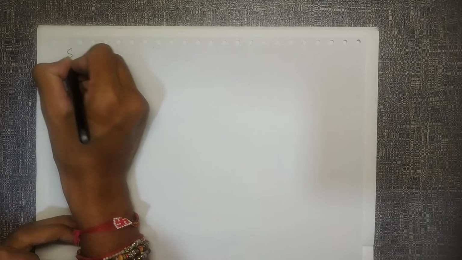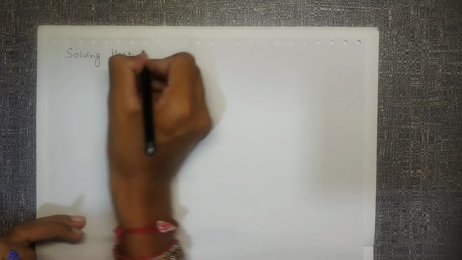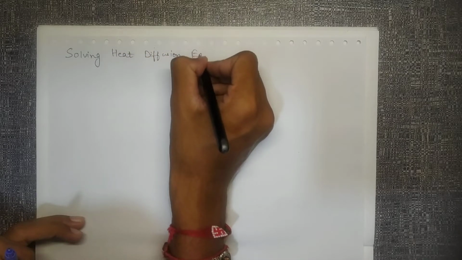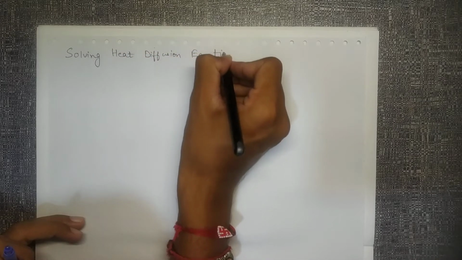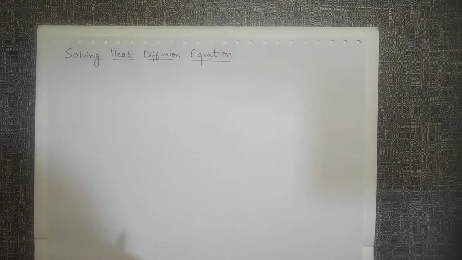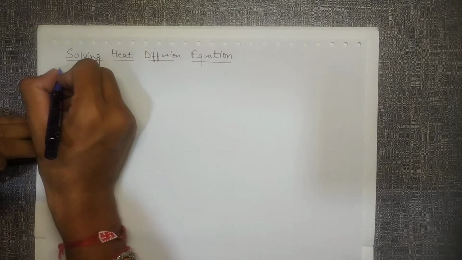So we are going to understand solving heat diffusion equation. So our final heat diffusion equation in Cartesian coordinates was something like this.